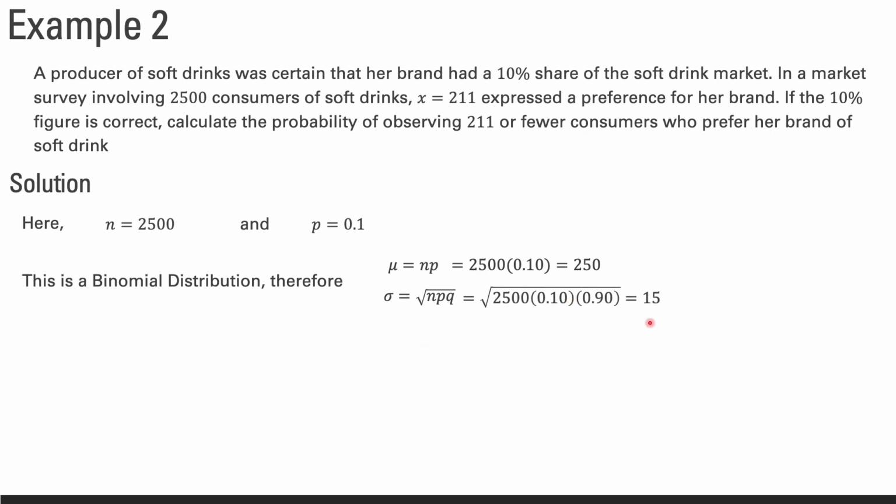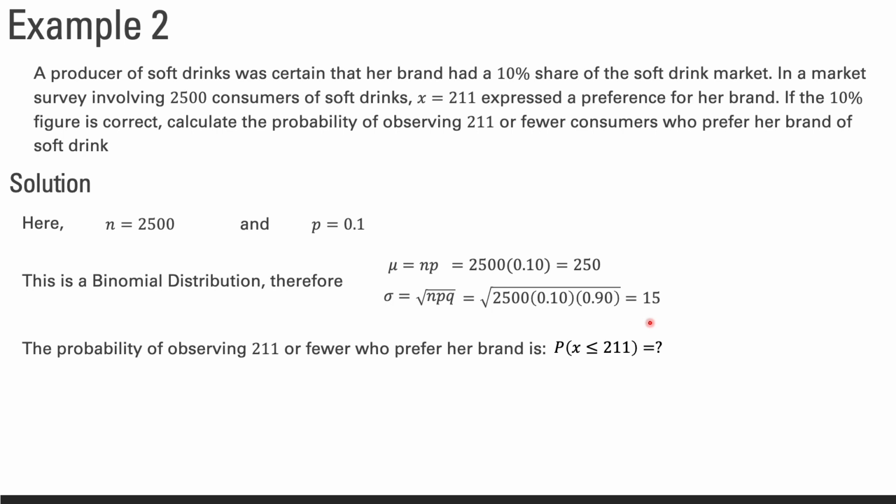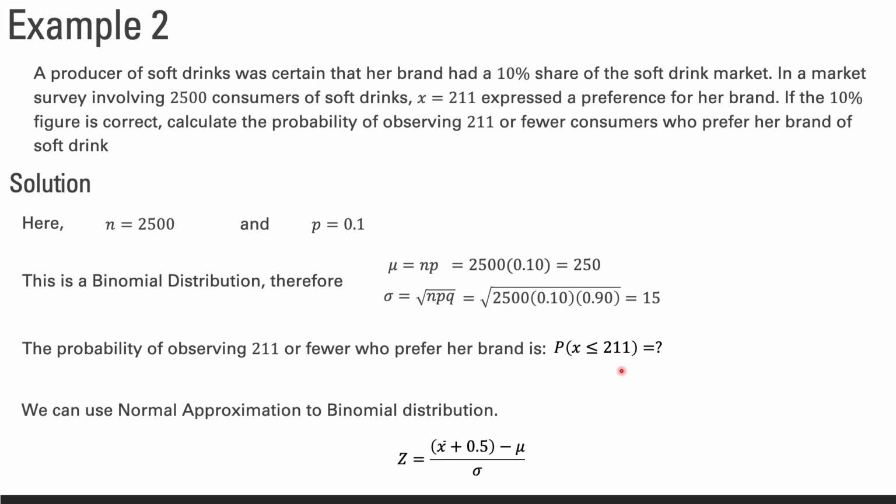Now the probability of observing less than or equal to 211 is represented like this. This is the probability of finding x less than or equal to 211. So this is what we have to calculate. Now we apply the normal approximation to the binomial distribution, and in order to do so we will calculate the test statistic, or the z statistic, or the z score.